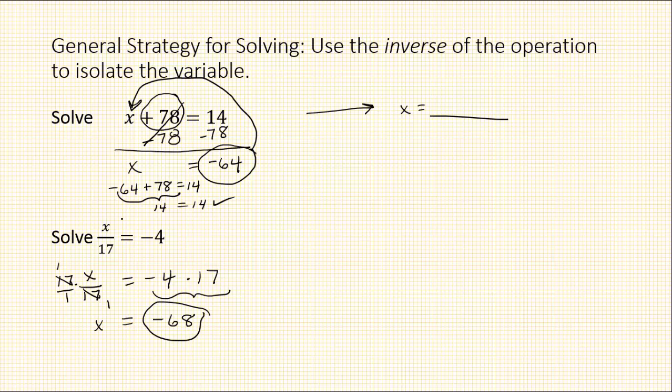Put it back in for X in the original equation. Is this true? And if you divide this, you do get -4, so this is true.